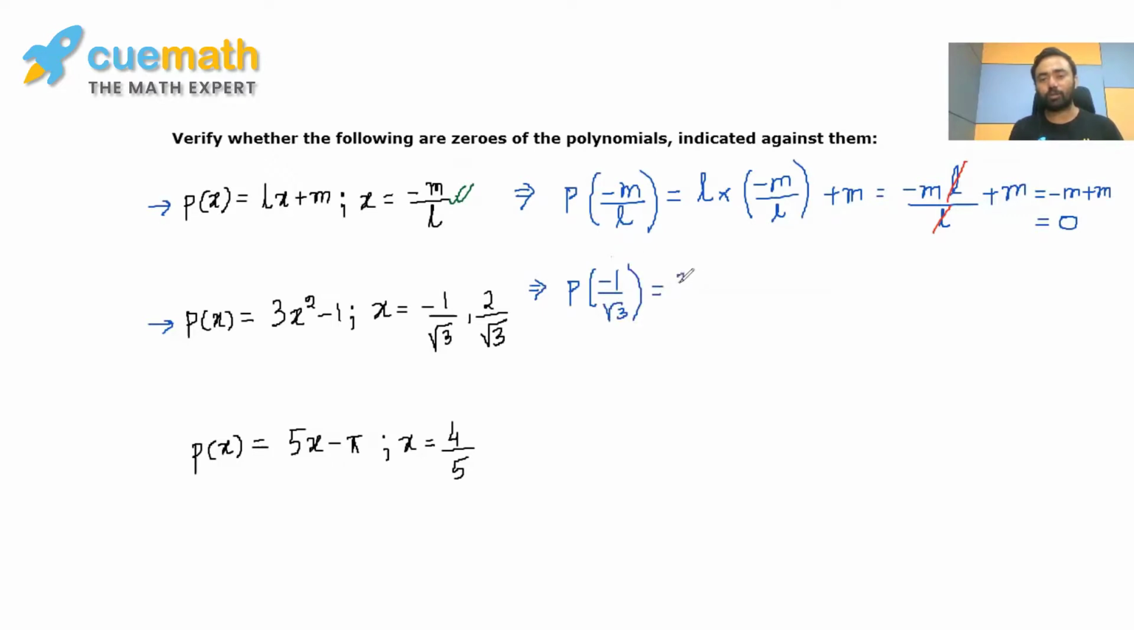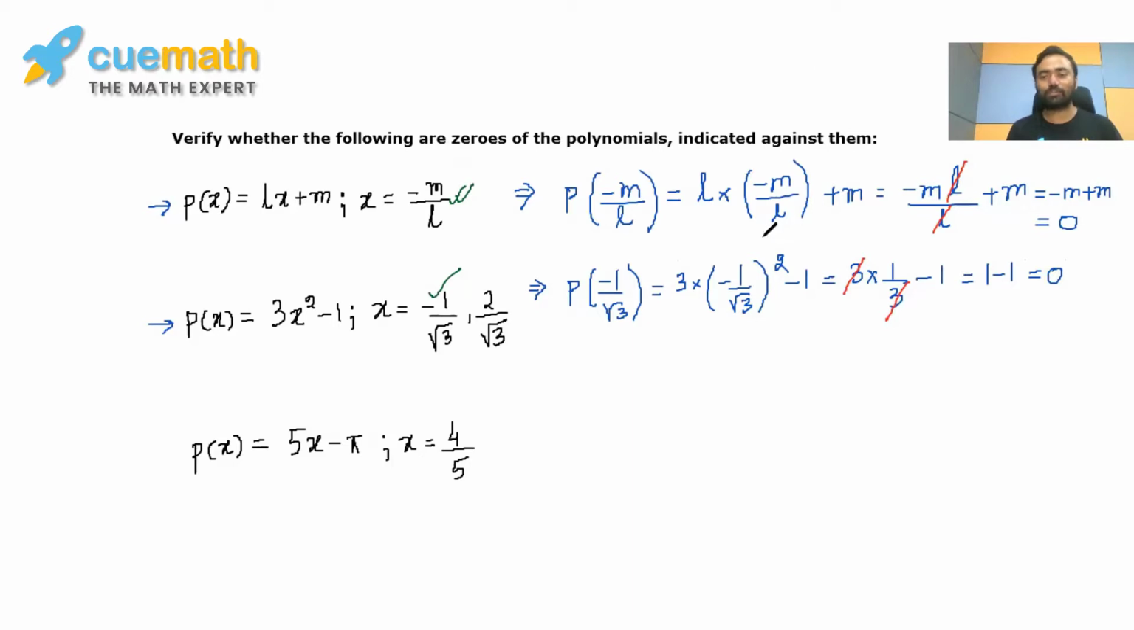So basically the polynomial becomes 3 times negative 1 over square root of 3 whole square minus 1, which is equal to 3 times, now negative 1 over square root of 3 square would be, negative square is positive, 1 over 3, minus 1. So again, let's eliminate the common factors. 3 and 3 gone, which would result in 1 minus 1, which is 0. So we can say that this value of the variable is the 0 of this polynomial p of x.